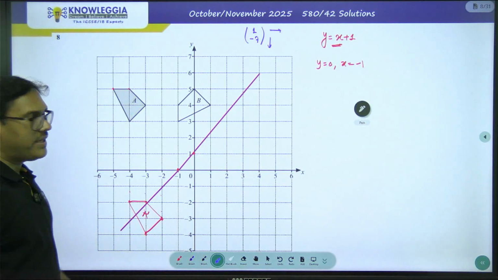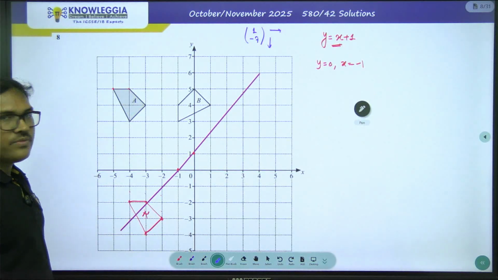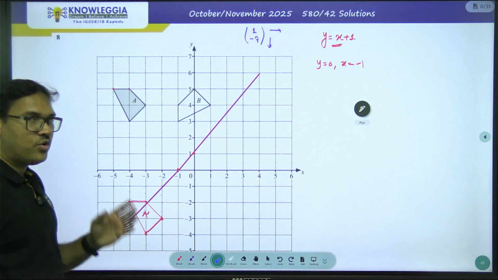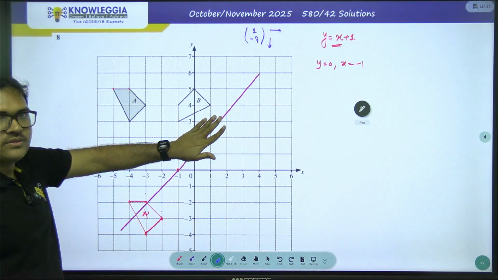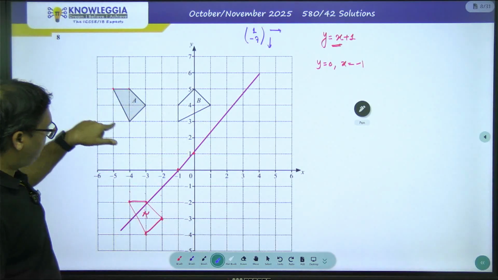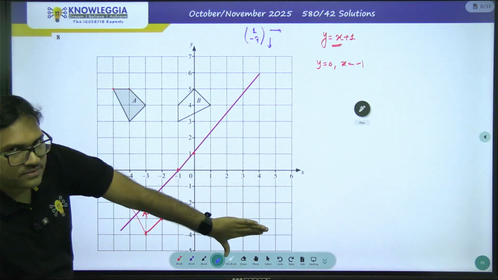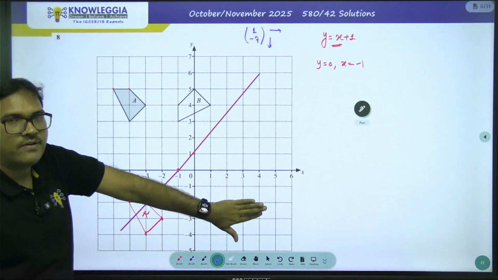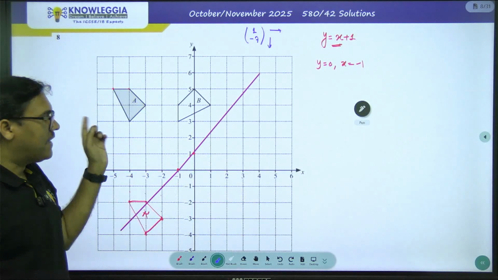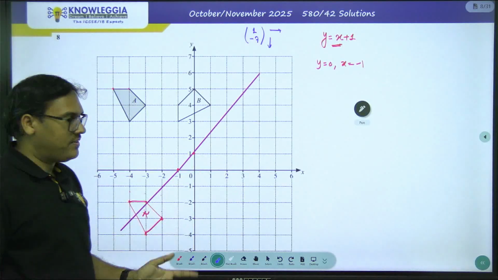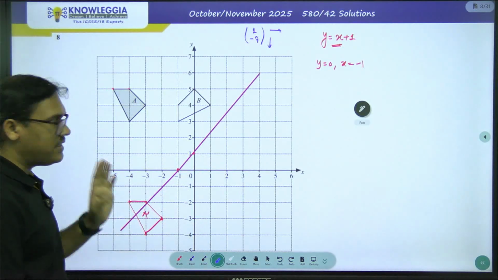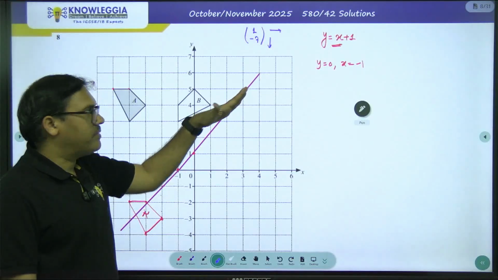Now, how to take the reflection of the point? You have the tracing paper, right? So what you can do is put the tracing paper on this, okay? Just mark that figure and flip like this. That will give you the mirror image. So that way you can easily find this. You can just try this one and get the answer from it. This is the easiest way to find the mirror image about the slanted line.